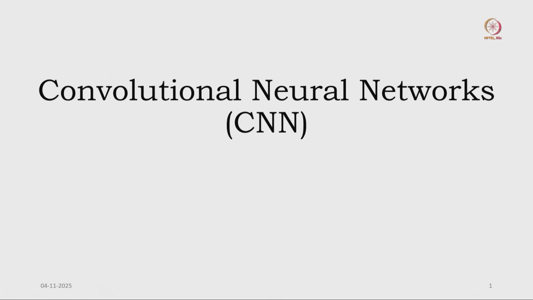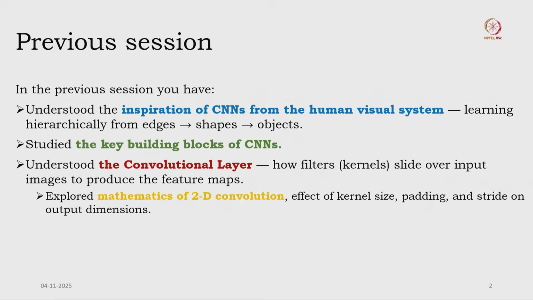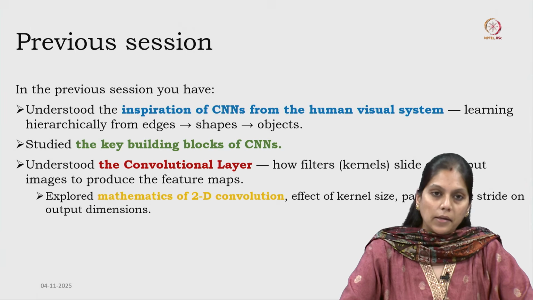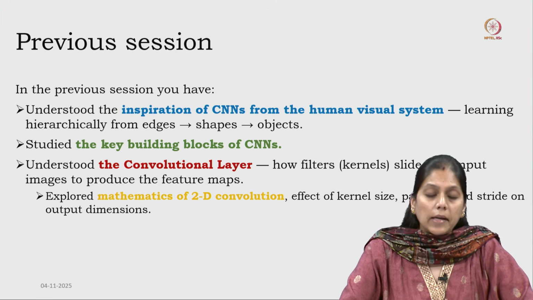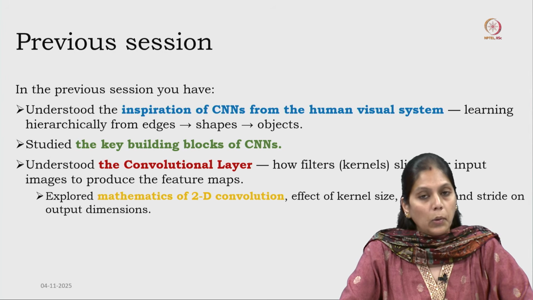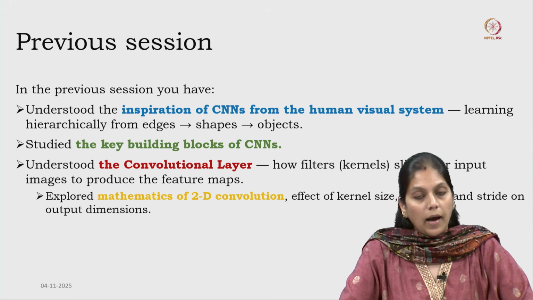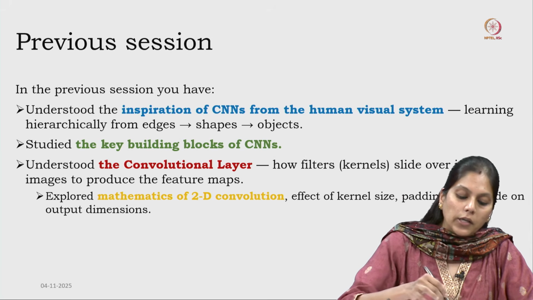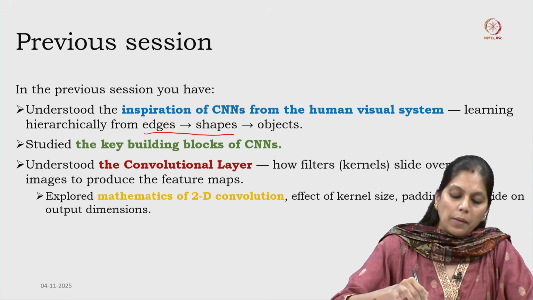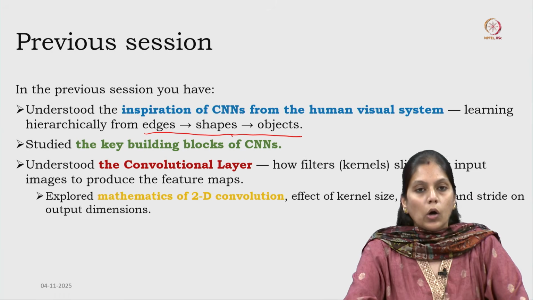In the last session, we started with CNN architecture, where you first saw the inspiration for building the CNN, which is the human visual system. And then we saw how it starts extracting low level features, and gradually it goes to extracting the high level. So, from edges to shapes, and from shapes it goes to objects.